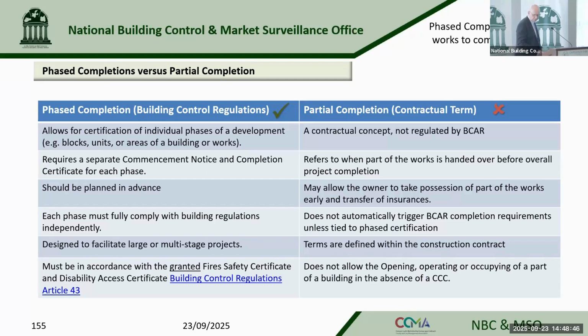So the terms are usually defined by the construction contract, and it doesn't allow the opening, operating or occupying of that part of the building in the absence of a CCC. So if you get a partial completion cert from a builder, it means nothing from a building control point of view. It just means that they've given you a cert saying that they've finished a particular part of the building. Until the CCC is issued, you cannot occupy, use or open that part of the building.